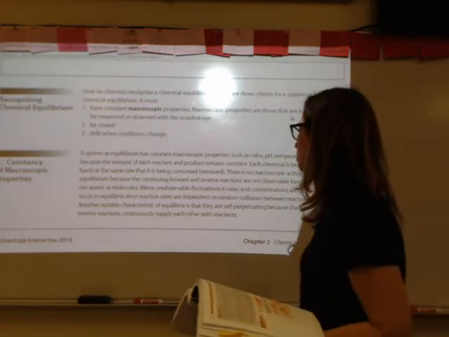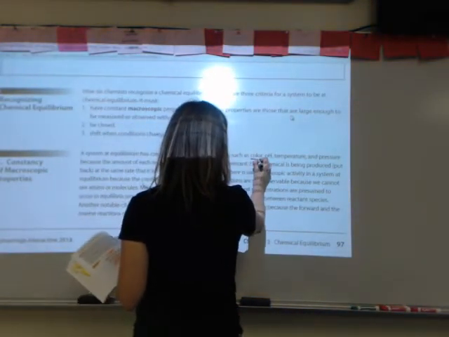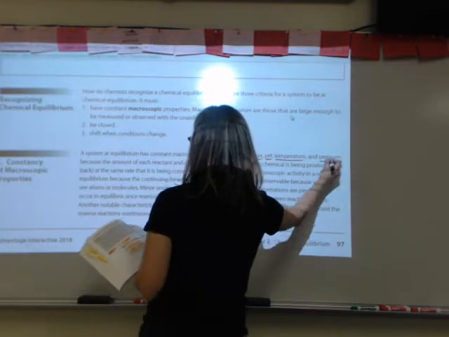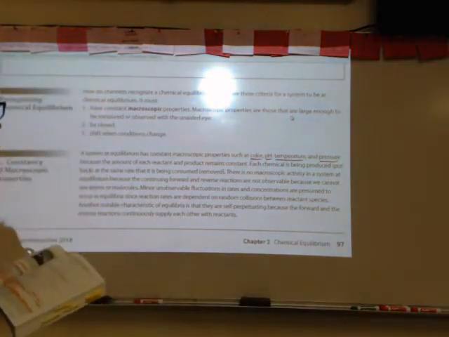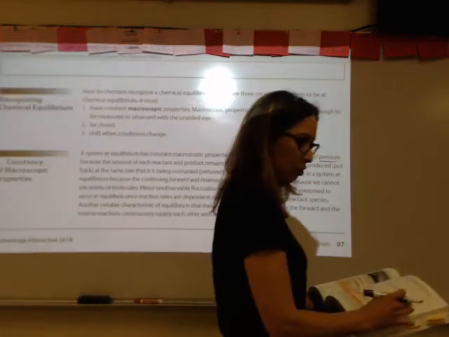Let's talk about the first property, constancy of macroscopic properties. So a system that's at equilibrium is going to have constant macroscopic properties like color, pH, temperature, and pressure, because the amount of each reactant and product remains constant. So each chemical is being produced at the same rate that it's being consumed.